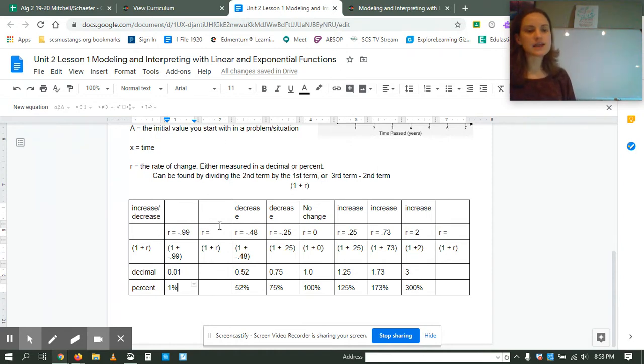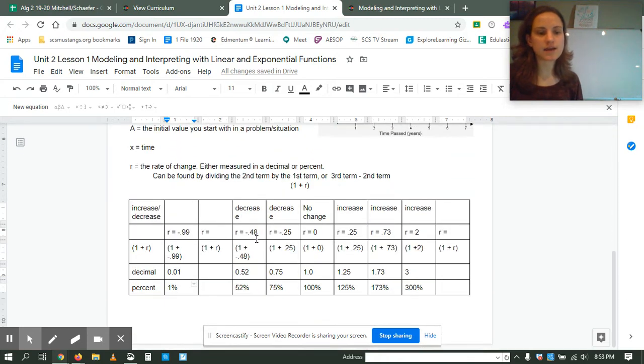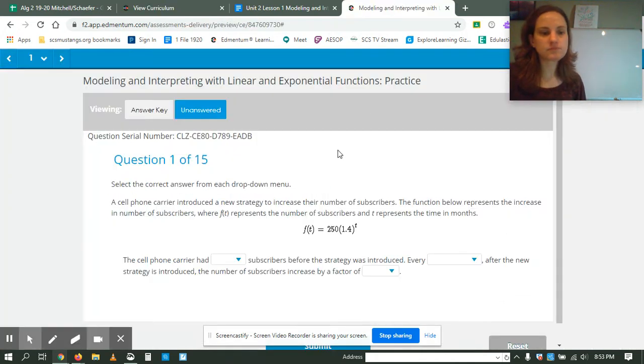All right, so now that we've got an outline of what we're looking at, let's go ahead and take a look at these practice problems and work them out together. Looking at the first question, they tell us that a cell phone carrier introduced a new strategy to increase the number of their subscribers.